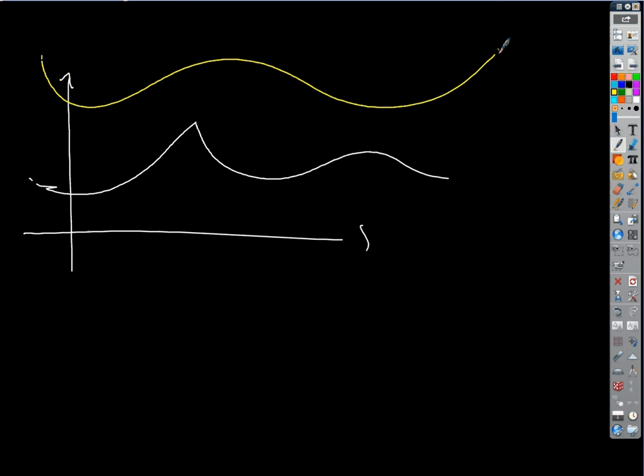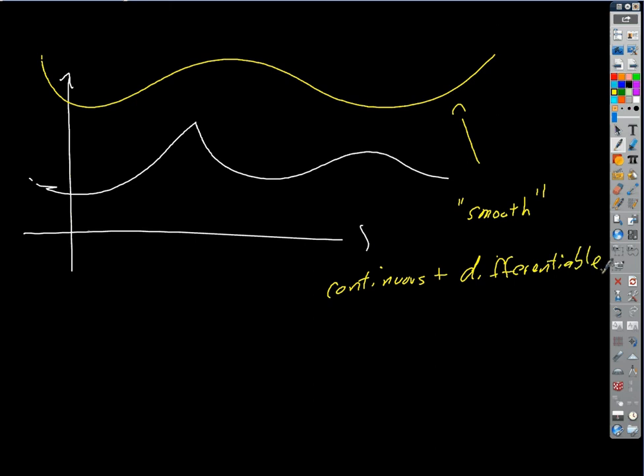So in math, we say the combination of a function that is continuous and differentiable, we call it smooth. Okay? So this is literally what we call smooth, and that is continuous plus differentiable.